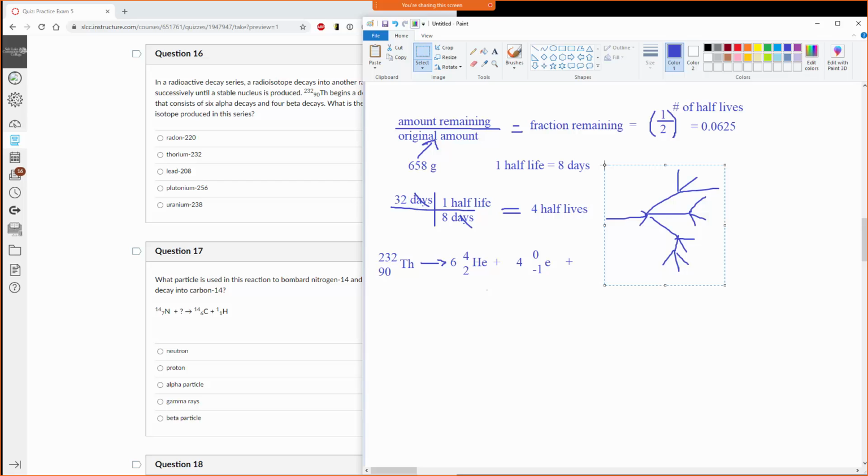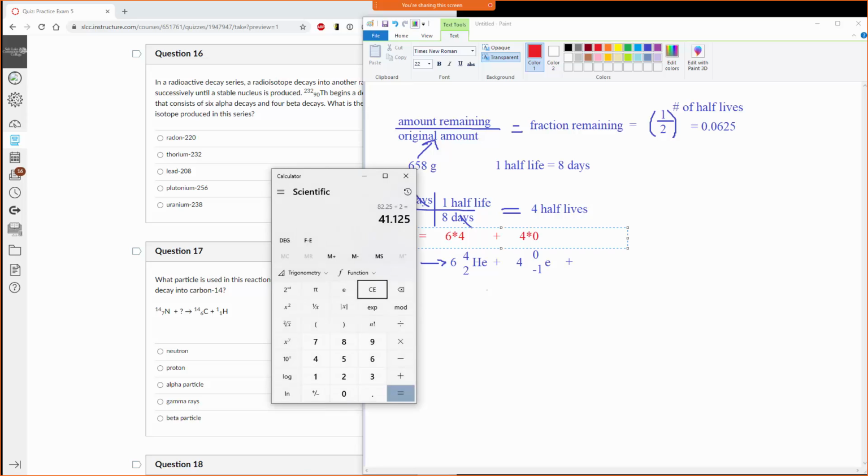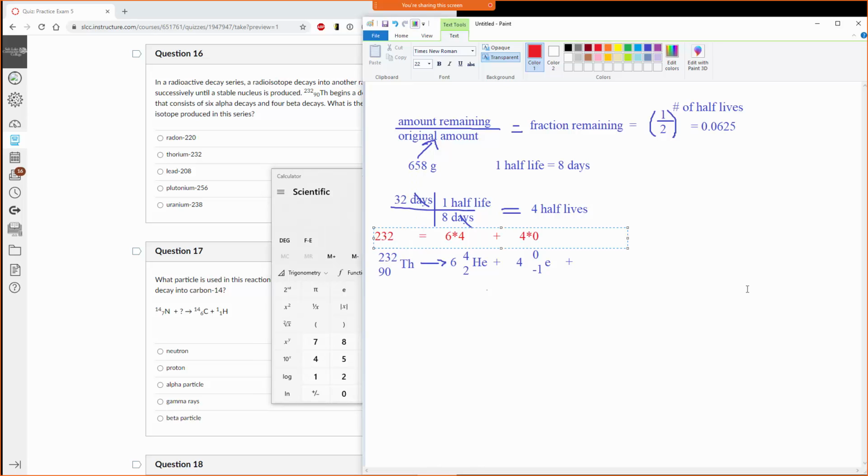And it's just the same kind of game that we were playing previously, right? Where we say we've got 232 on the left-hand side, and that has got to equal, here I've got 6 times 4, plus here I've got 4 times 0, which is 0, right? And 6 times 4 is 24. So 232 minus the 24 gives me 208. So the last thing here has got to have a mass of 208.